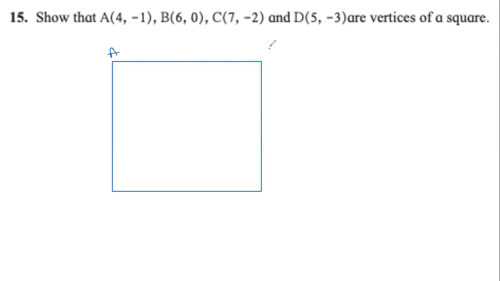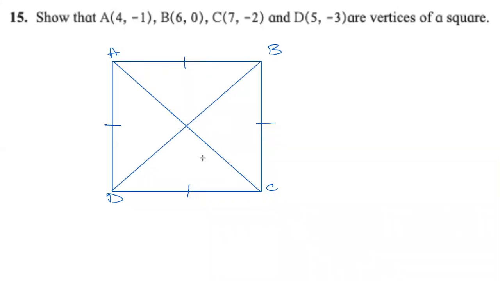So imagine A, B, C, and D like this. We will find this distance, this distance, this distance, and this distance. We should be getting them the same. But that is not enough to make it a square. It can also be a rhombus. So to make it a square, the other 2 distances that we need to check are these diagonals, AC and BD. When 4 distances are the same and the other 2 distances are the same, then it will be a square.